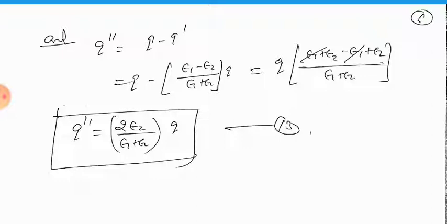So this is the trick by which we can calculate the image of a given charge which is placed in a dielectric medium. So today is sufficient. Thank you very much to all.